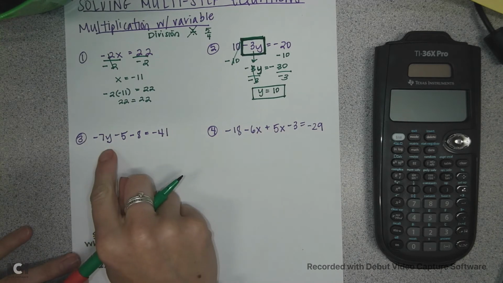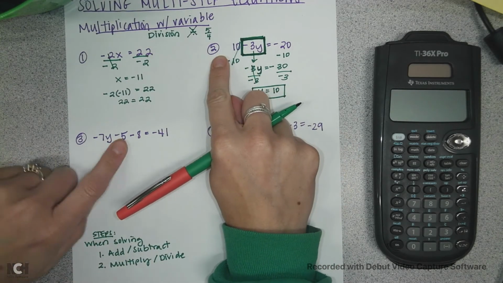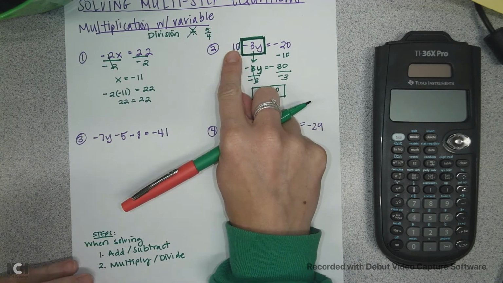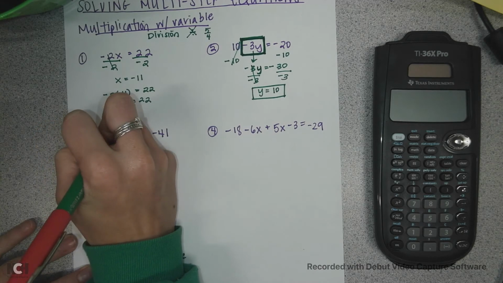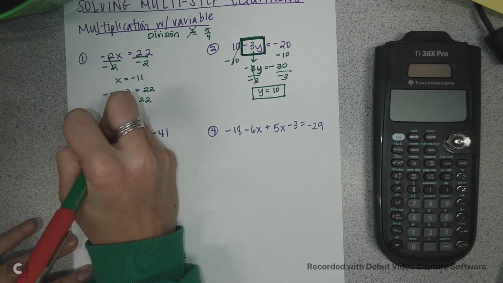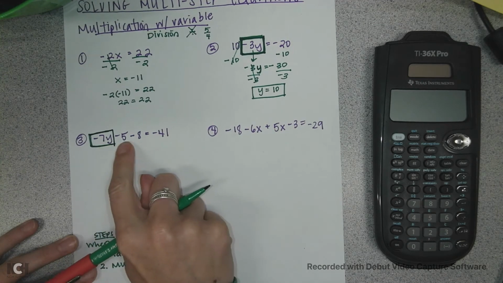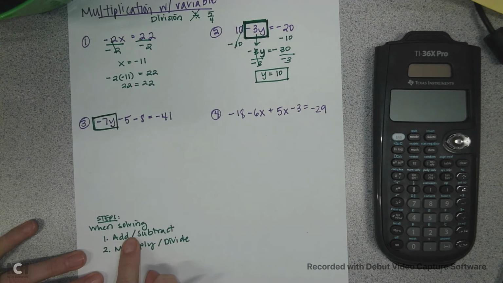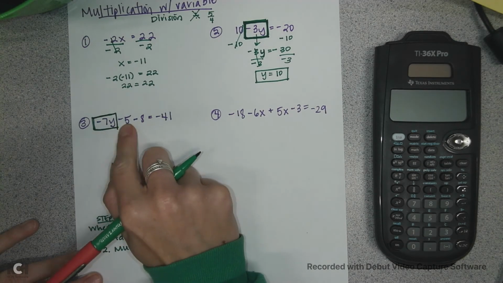Okay, now in number 3, it's very similar to number 2, but I just put an extra number. Look, there's 2 numbers here and only 1 number up here. So we again are going to save this variable and this number till the end because these guys are getting multiplied. But these are all adding or subtracting, and we need to add and subtract first because that is our step. These two are like terms because they both don't have a variable.